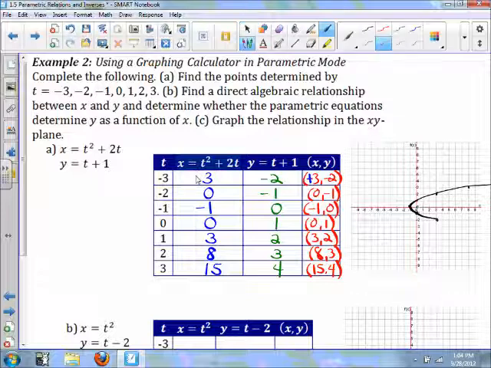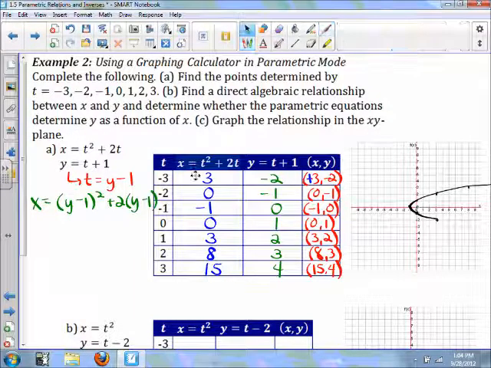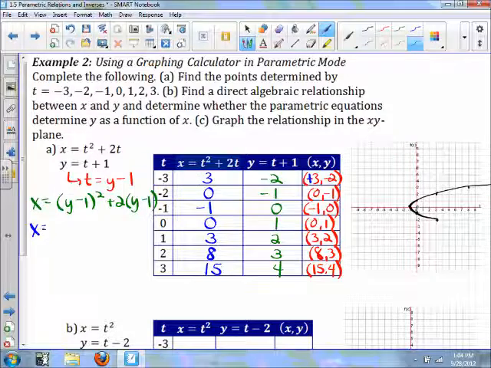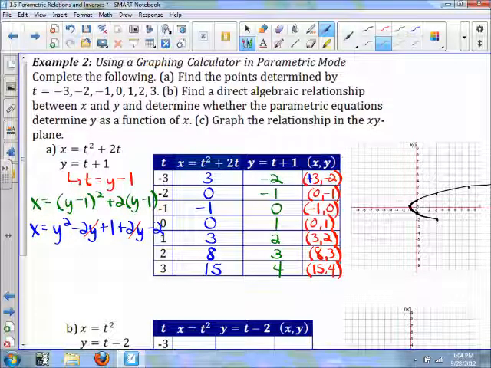Now what we need to do, let's solve the second equation for t. So t will equal y minus 1. So we put it in here. X will equal y minus 1 squared plus 2 times y minus 1. Simplifying, x will equal y squared minus 2y plus 1 plus 2y minus 2. The 2y's will cancel out, so x will equal y squared minus 1. And that'll be your equation.